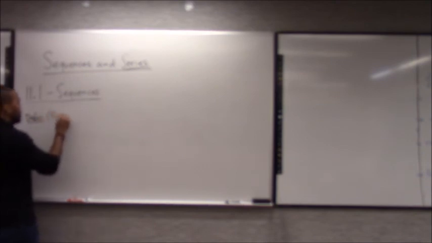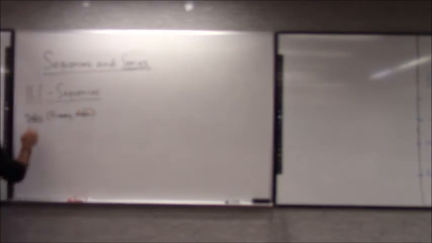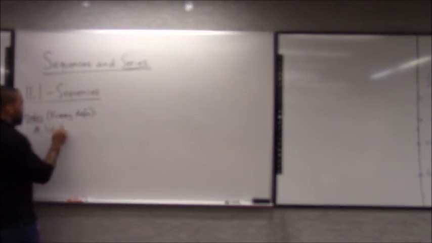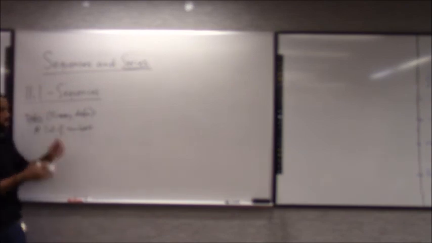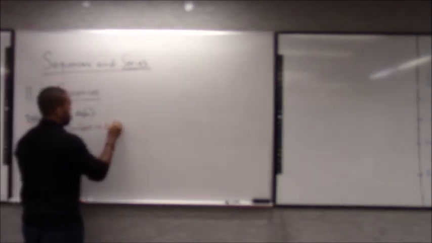So what is a sequence? Here's a fuzzy definition, meaning not a mathematically rigorous one, but it should give you an idea of what a sequence is. It is just a list of numbers. You can think of it more generally as mathematical objects, but a list of numbers in a definite order.